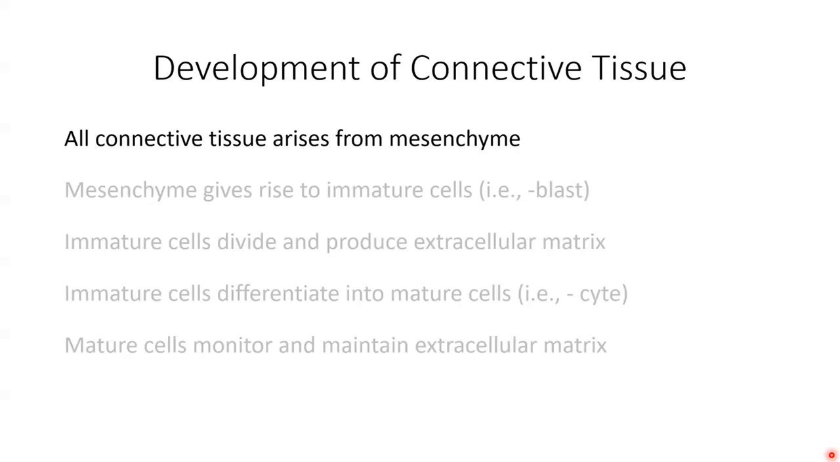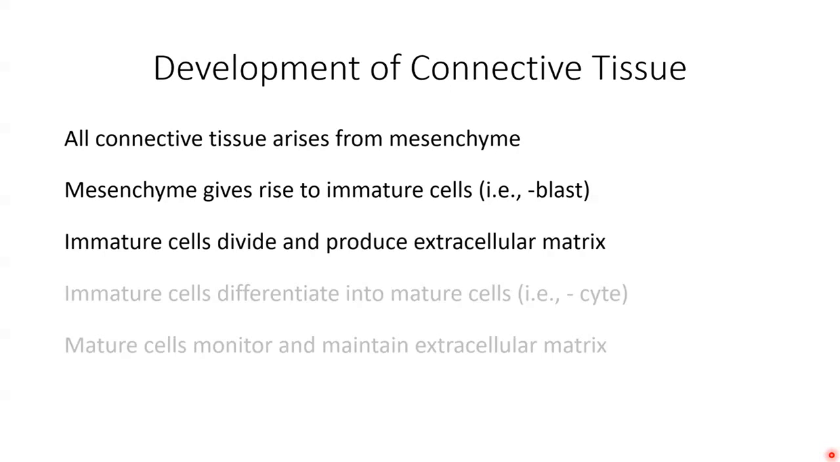But going back to the very start, all connective tissue arises from embryonic cells called mesenchyme. Mesenchyme is a collection of undifferentiated cells which give rise to most of the tissues of the body. In the case of connective tissue, mesenchyme gives rise to a series of immature cells which have a name ending in blast, remembering from the terminology module that the suffix blast refers to an immature cell. So for our connective tissue proper cells, these are called fibroblasts. For cartilage, they are chondroblasts. And for bone, they are osteoblasts.